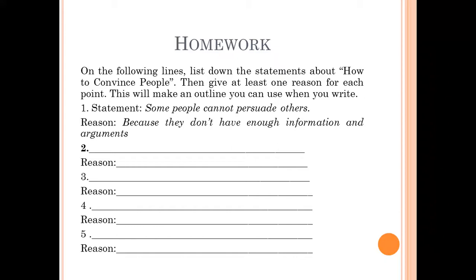And now it's time to end our lesson, and your homework is, as you can see, on the following lines, list down statements about how to convince people. Then, give at least one reason for each point. This will make an outline you can use when you write. So, statement number 1. Some people cannot persuade others. Reason: because they do not have enough information and arguments.